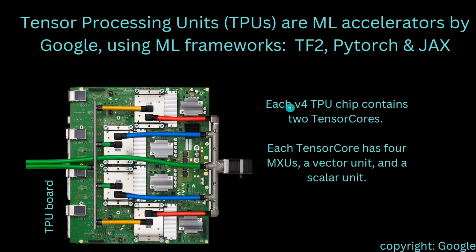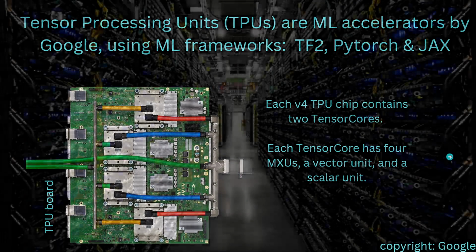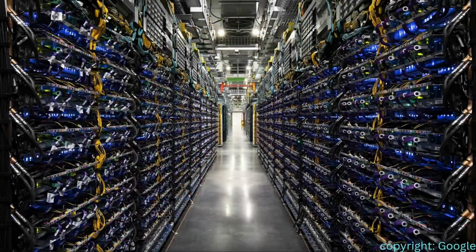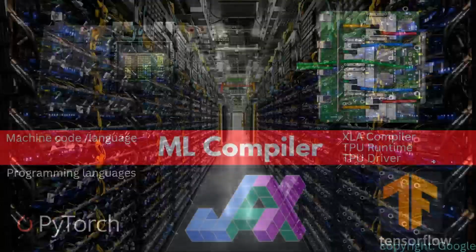But what you should know is that each TPU chip version 4 contains 2 tensor cores. And each tensor core in itself has 4 matrix multiplication units. So this is a heavy, heavy matrix multiplication beast. And you have a vector unit and a scalar unit. And if you combine 4096 of those TPU chips version 4, you get a TPU pod version 4 with 4000 TPU chips. And you can see here, if you're Google, you are working in this beautiful environment.